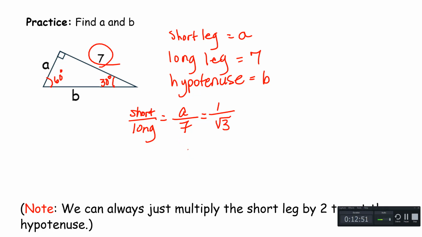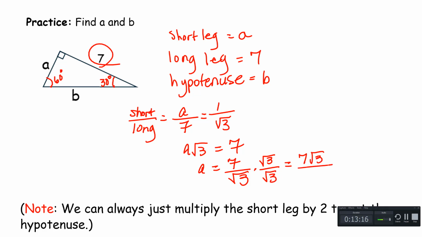So cross multiply, a times the square root of 3 equals 7. Divide both sides by the square root of 3. a equals 7 over the square root of 3. Now, normally I would not leave an answer with a square root in the denominator, so I'm not going to do that. I'm going to multiply the top and the bottom of this fraction by the square root of 3, and so I will have 7 square root of 3 over 3. That would be my final answer because I don't want to leave a radical in the denominator.